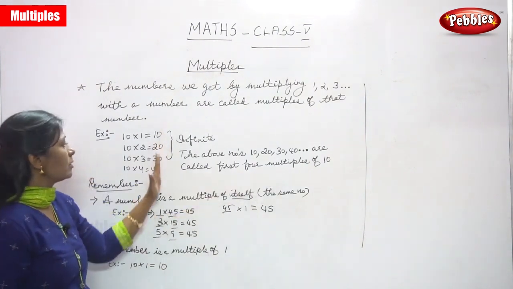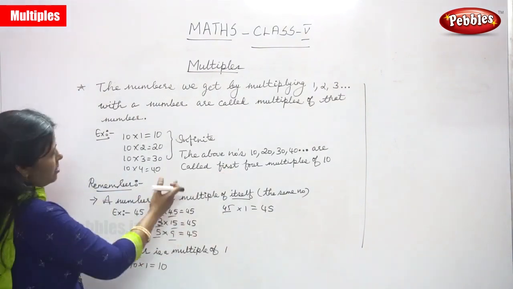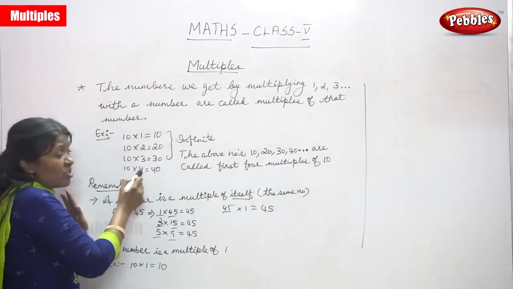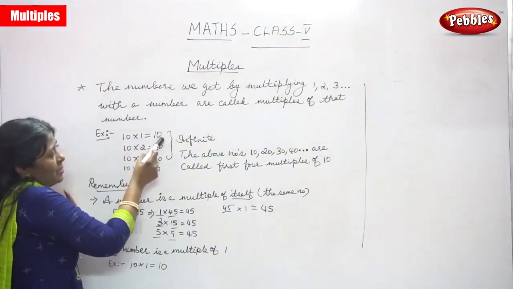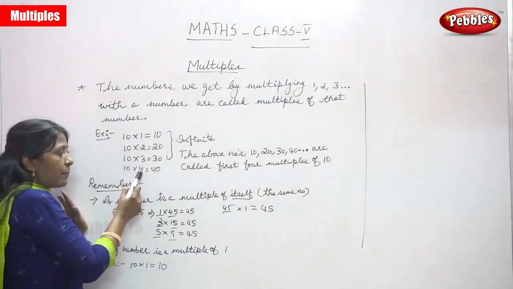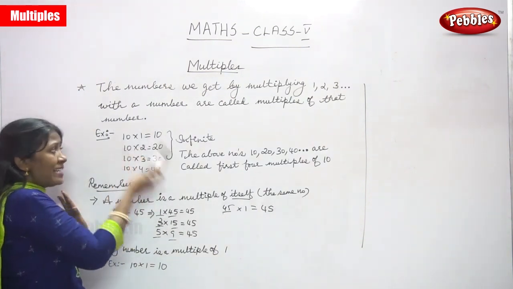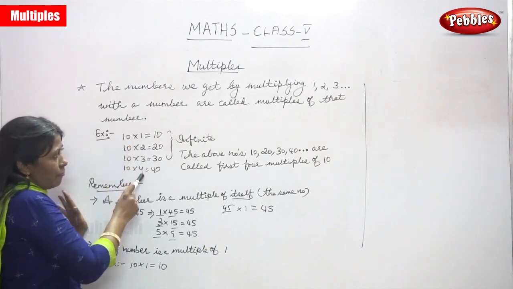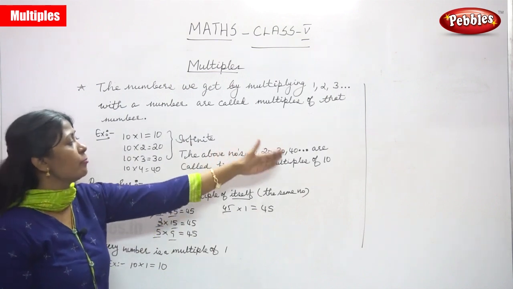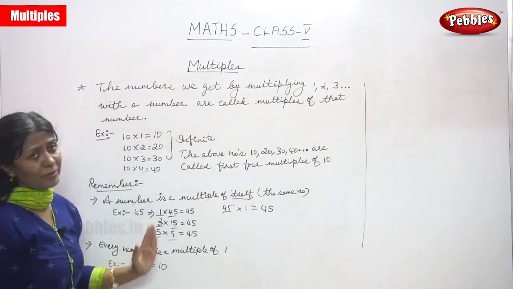So 10, 20, 30, 40 are the multiples of 10, but to get the multiples of 10, you have to multiply by 1, 2, 3, 4. These are the multiplication tables. If you multiply by 1, you get 10. If you multiply by 2, you get 20. If you multiply by 3, you get 30. If you multiply by 4, you get 40. So if any number is multiplied by 1, 2, 3 and 4, you get the multiples. The above numbers 10, 20, 30, 40 are called the first 4 multiples of 10.